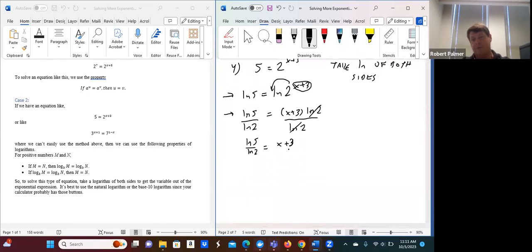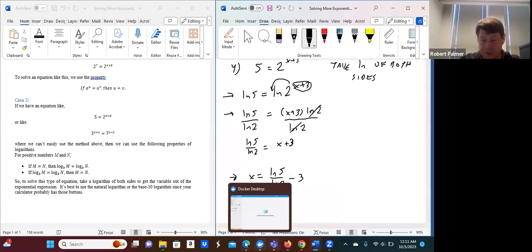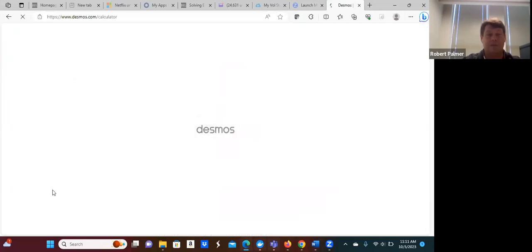Okay, and then once again, subtract 3 from both sides. I have x is equal to the natural log of 5 over the natural log of 2 minus 3. Now, let's approximate this. I'm actually going to use Desmos. You may be familiar with Desmos from graphing, but we can also use Desmos to approximate or calculate things. It's also really useful for that. So let's click on graphing calculator.